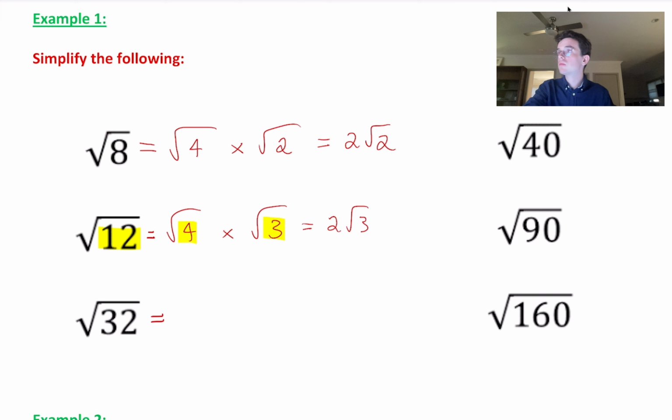Okay. Next question, we've got the square root of 32, and we want to have a go at simplifying that. We have to think what square number goes into 32. And it's going to be 16, so we're going to say this is the square root of 16 times the square root of 2. That's because 16 times 2 is 32. Now the square root of 16 is 4, so it's 4 root 2.